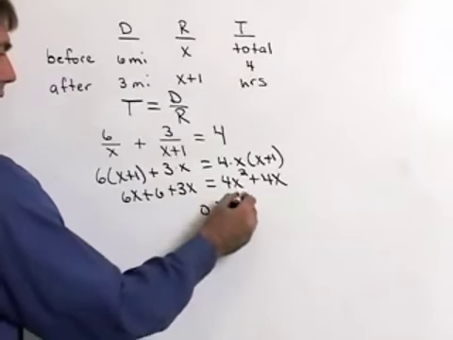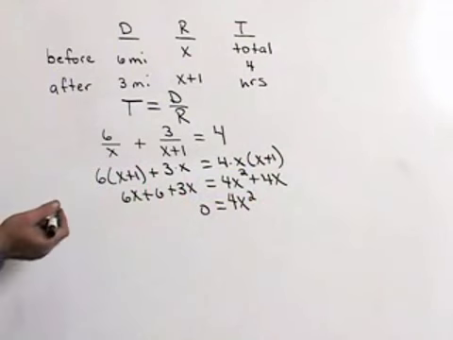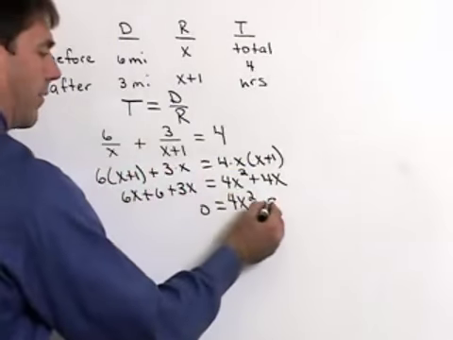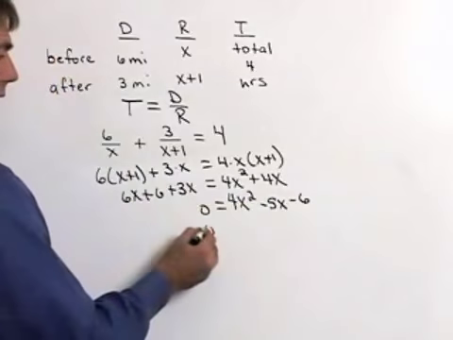So we'll have 4x squared. 6x plus 3x is 9x. If we subtract 9x from both sides, we'll have negative 5x. And then subtract 6, that'll be minus 6.